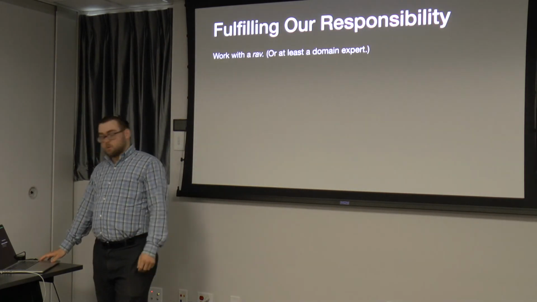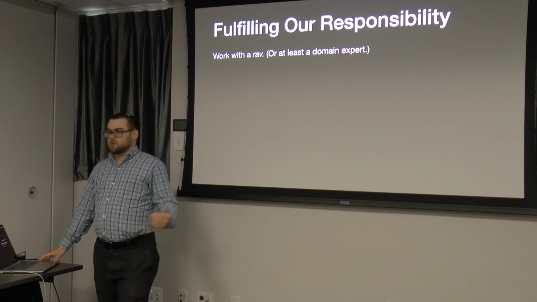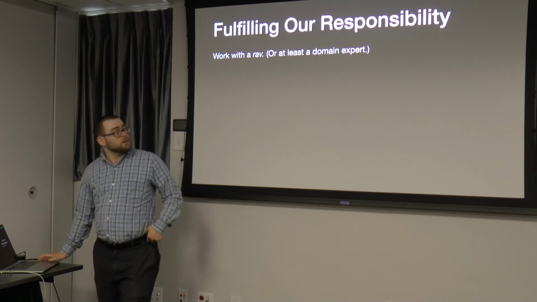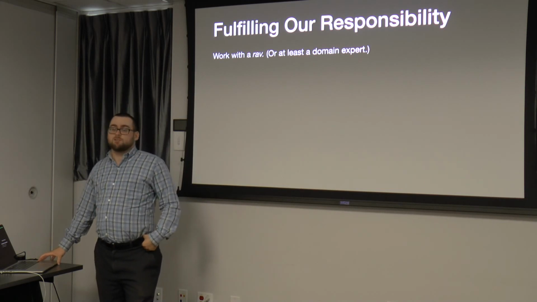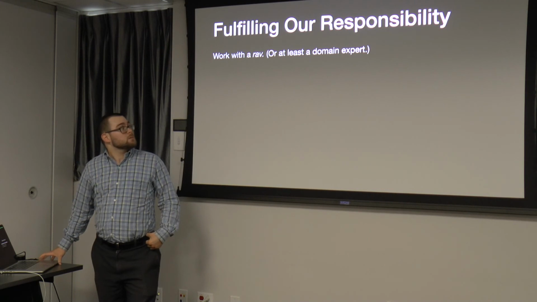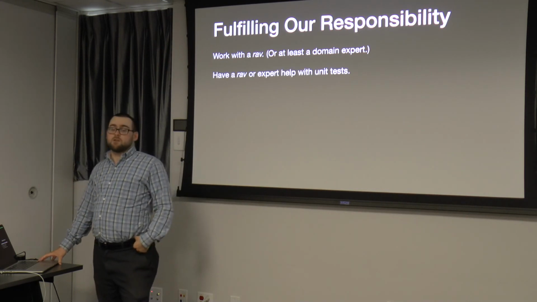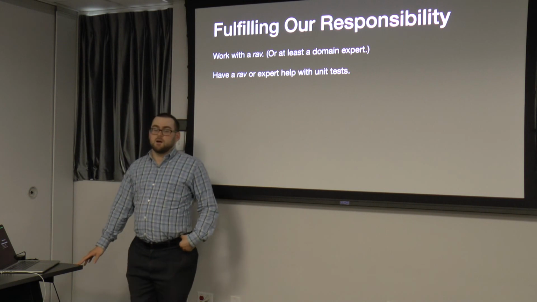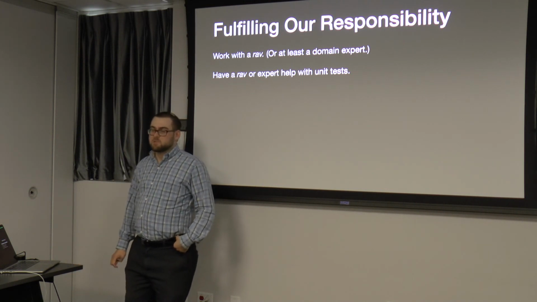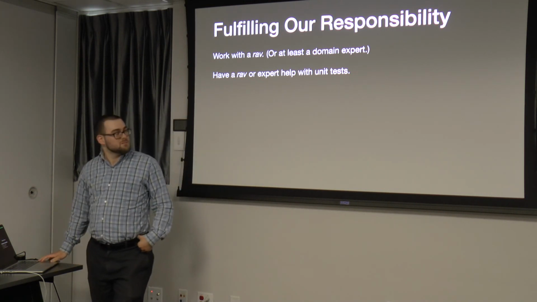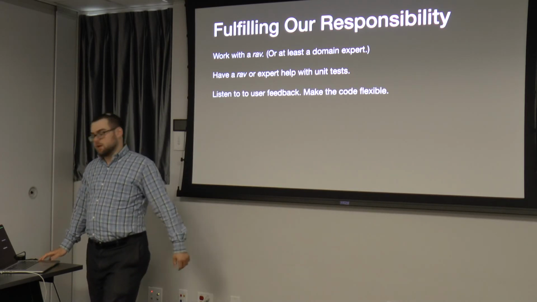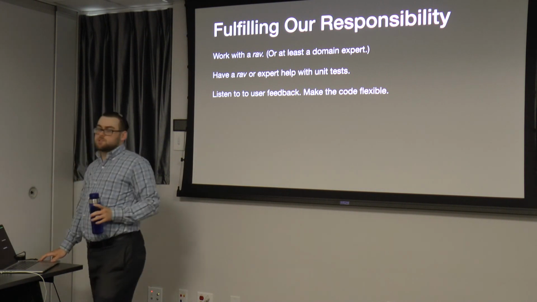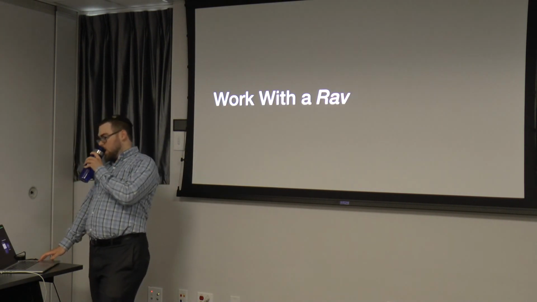So how are we going to actually do that? Make sure that we're living up to these responsibilities. So the first one is ask your LOR, classic answer. Talk to your Rav or your domain expert. I have two examples of this that we're going to go through. And the next one is you can actually have your Rav or your expert help write unit tests, which is not something that most people think of, but there's some good context for that as well. And finally, listen to your user feedback, and one way to do this is to make your code flexible. So listen to user feedback and make your code flexible.